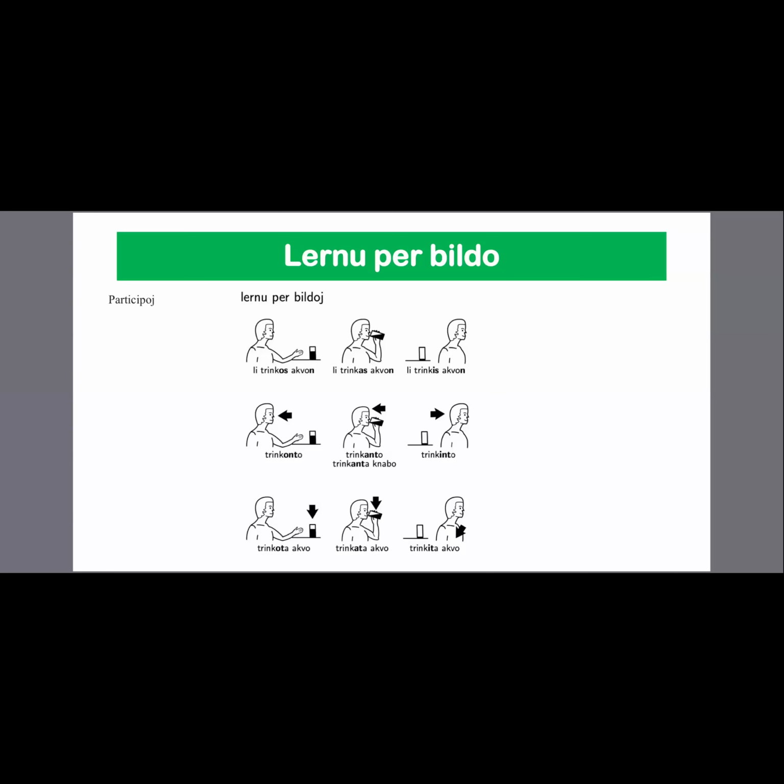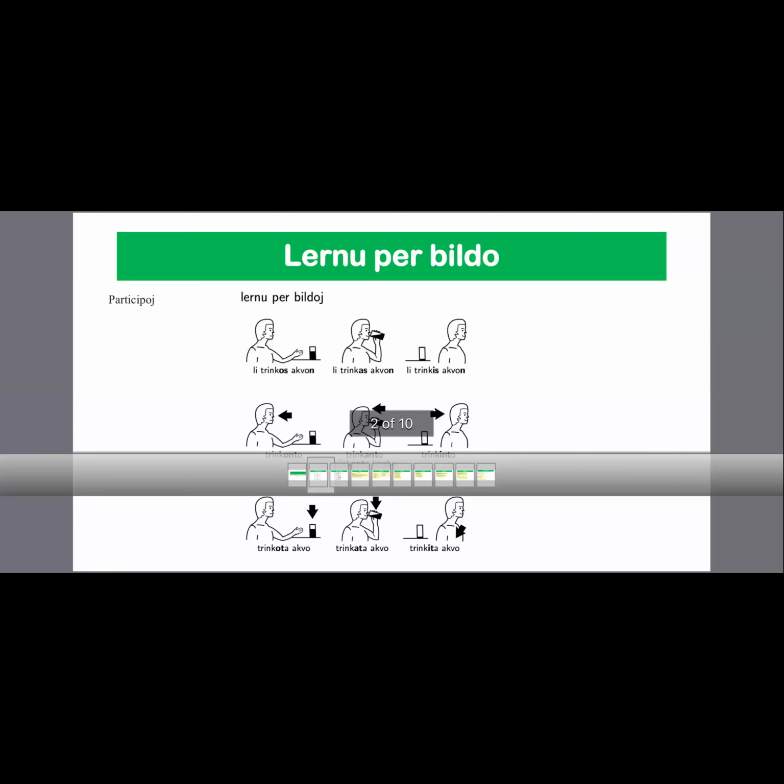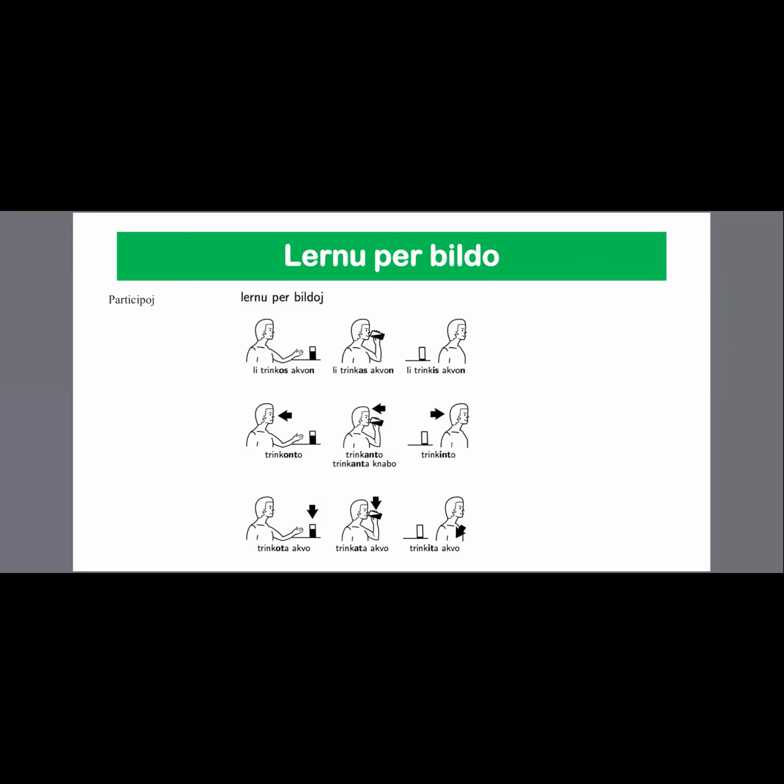And someone who is drinking at the time when we are speaking, we call him trinkanto. Trinkanto is someone who is drinking water at that time. But if something is going to happen in the future, we say trinkonto. If it's someone who is drinking right now, we call him trinkanto.